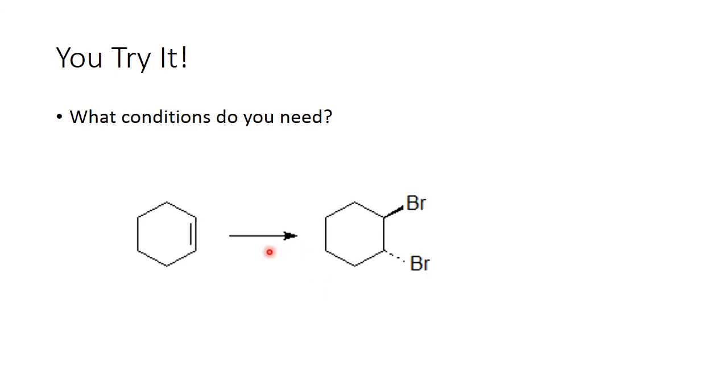What conditions do you need for this reaction? Well, if you look at this reaction, you can see that the double bond is gone and a bromine came in here and a bromine came in here. So what do we need? We need to have bromine as a reagent and not water, but carbon tetrachloride as a solvent.